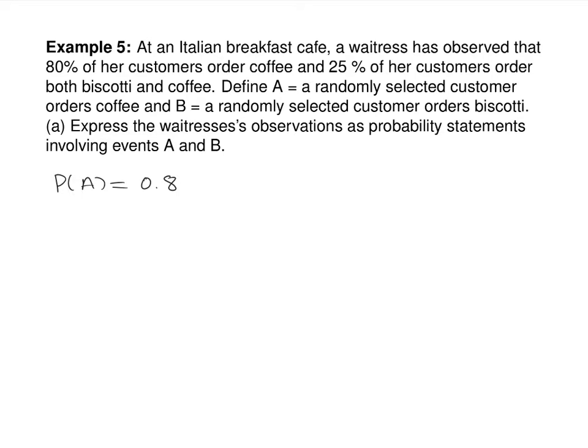Okay, what else are you told? P of A and B. Yes, good. You're told P of A and B: order both biscotti and coffee. As opposed to what the wording could have been, which is that 25% of coffee drinkers order biscotti.